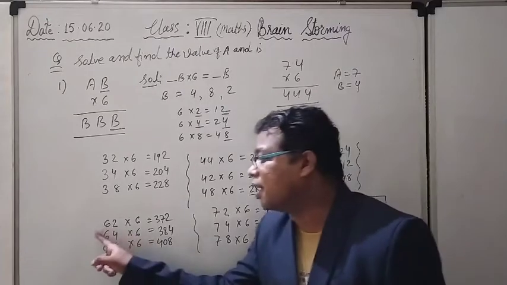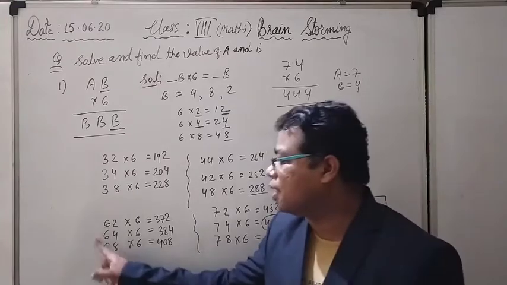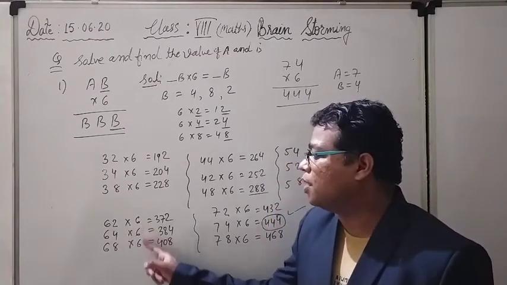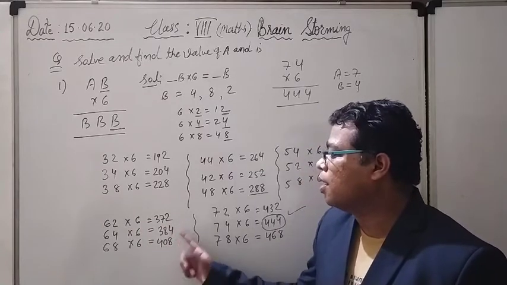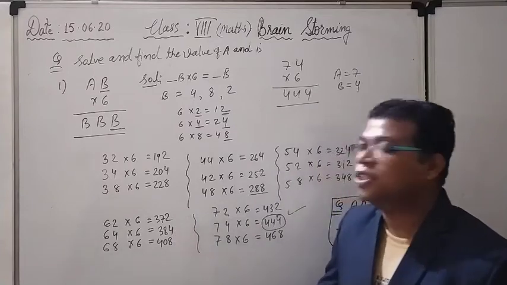Same like that, here I am fixing the value of A as 6. Again the B value should be either 2, 4 or 8, multiplied with the same digit 6, 6, 6. These are the products. Again you can see the 372 product, all the digits are different.